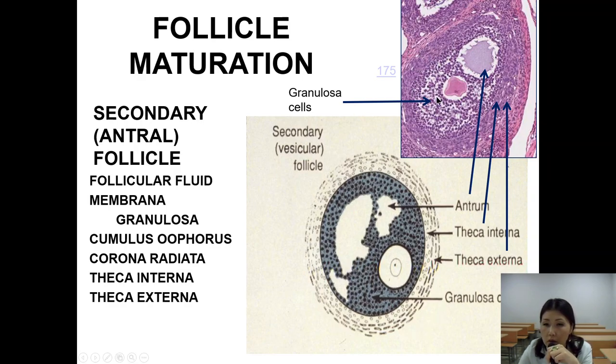Here you can also see the granulosa cells, this granulosa membrane. This is the antrum with a liquid, a fluid, theca interna, this layer, and theca externa, this layer, and the oocyte, and zona pellucida, and nucleus inside.